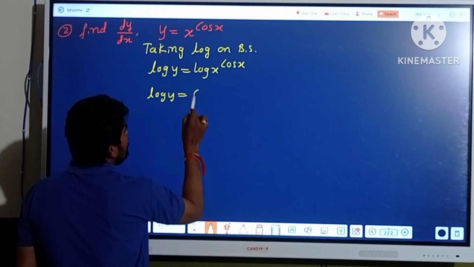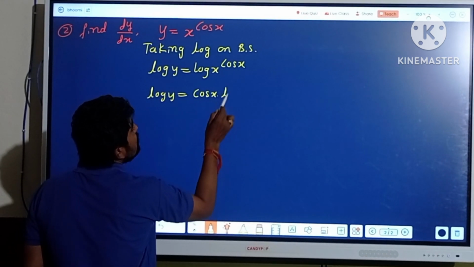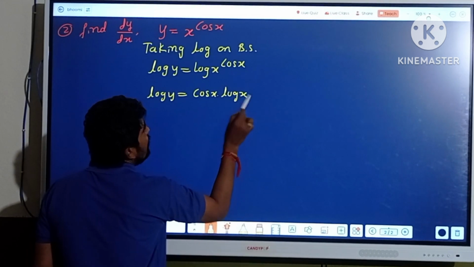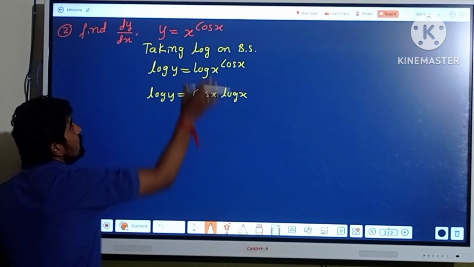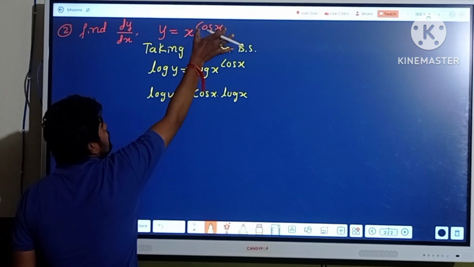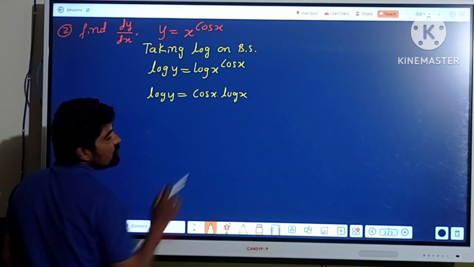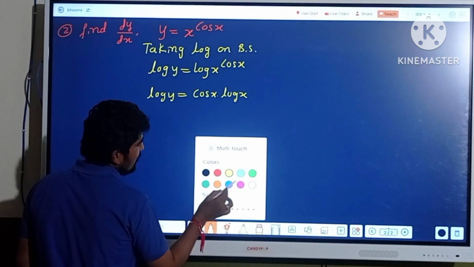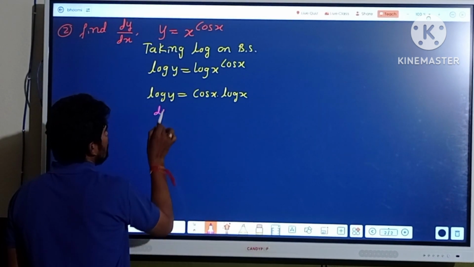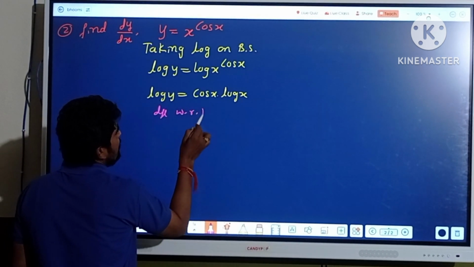Log m power n becomes what? n into log m. Here m is x, n is cos x. Now the power function is converted into a product of two functions, so we can easily differentiate this. What is the next step? Differentiate this with respect to x.